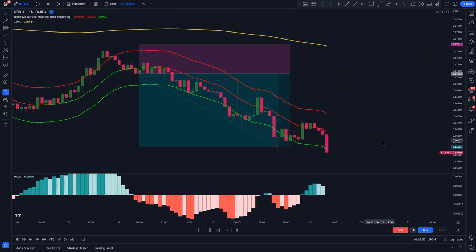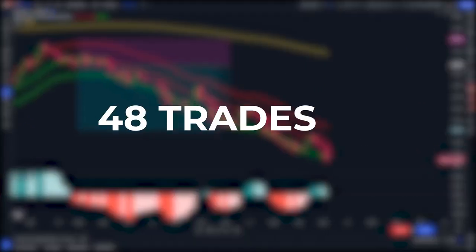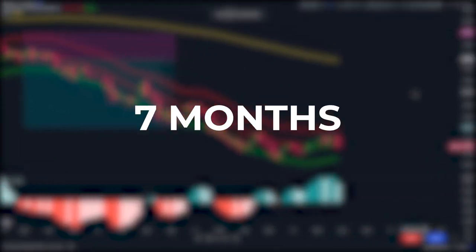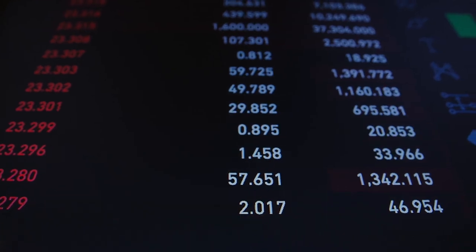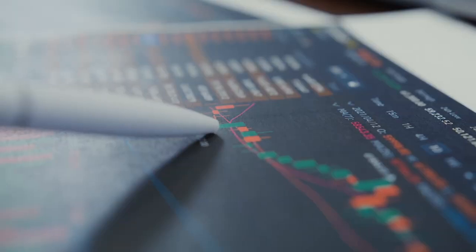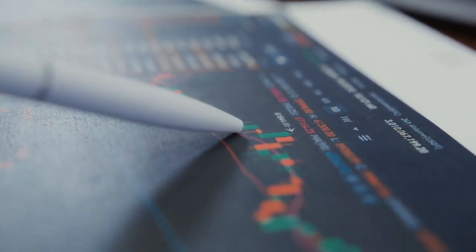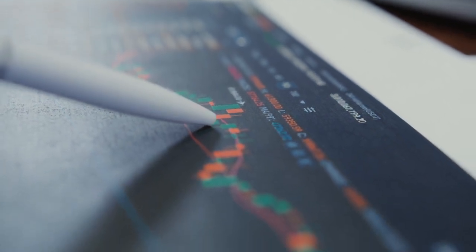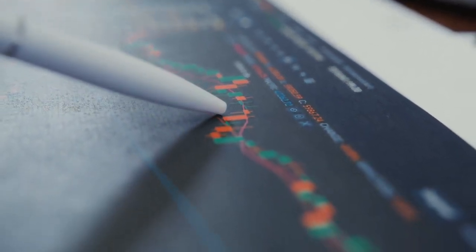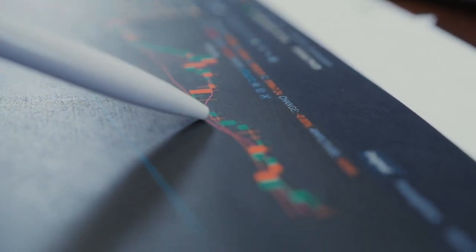Now remember, this strategy was backtested on only 48 trades over a 7-month period, which is definitely not enough data to consider trading with. If you're thinking about it, please do your own extensive backtesting and even forward testing before trading with your real money. Remember, past performance doesn't always guarantee future results.